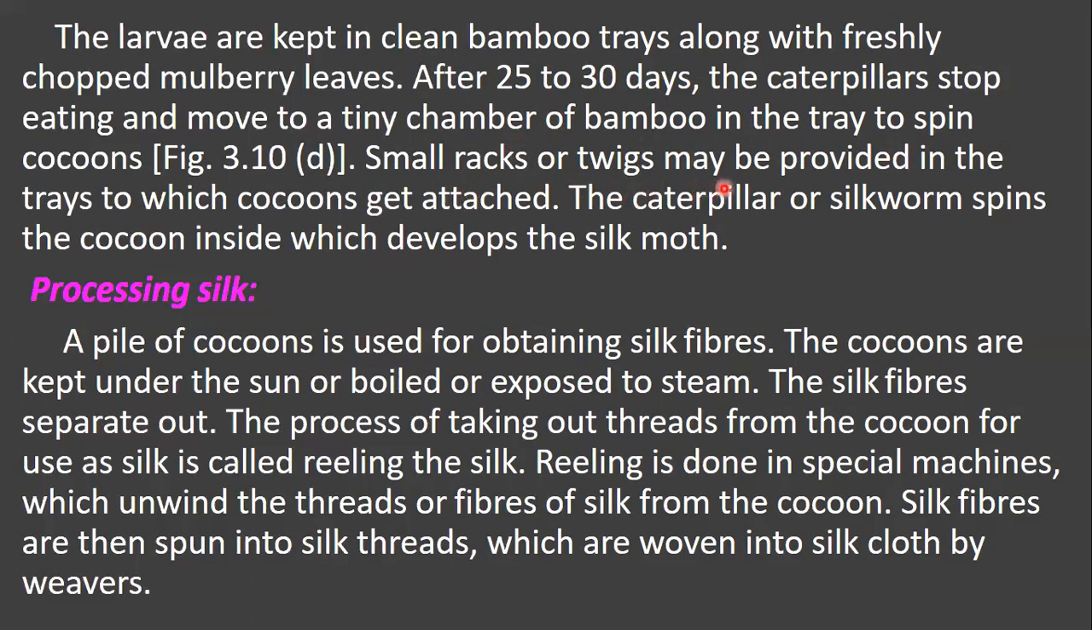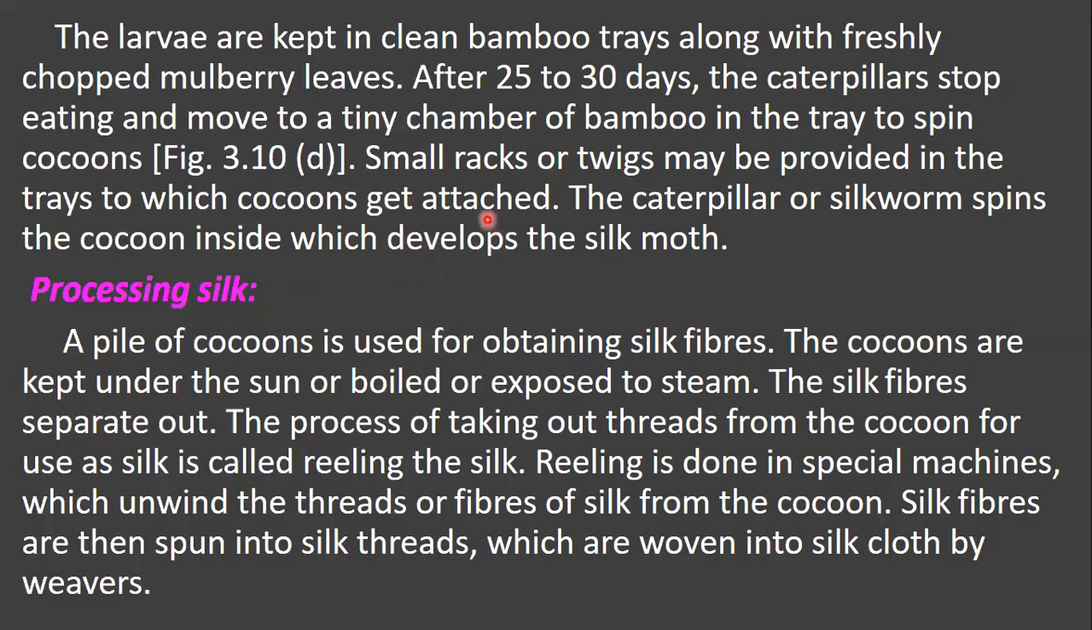Here the small racks or tree twigs may be provided in the trays to which the cocoons get attached. The caterpillar or silkworm spins the cocoon inside which develops the silk moth.